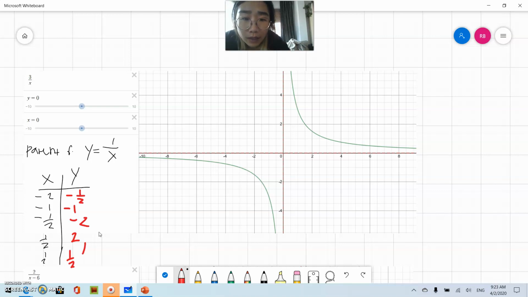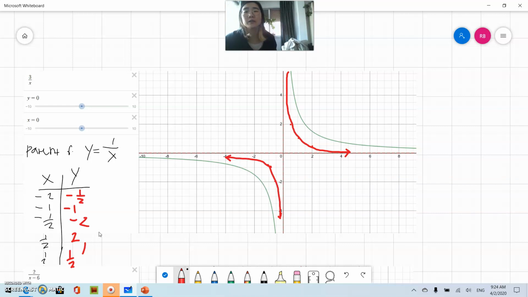So let me plot that on this graph so that you can see the difference between 3 over x and 1 over x. So what I'm graphing right now is a parent function. So it should go through here. Sorry if it's not very accurate. And then 1/2, it should go through here. 2, it should go through 1/2, and so forth. So you can see something did happen. It's not the same as what I'm graphing right now. So that 3 did affect my graph.